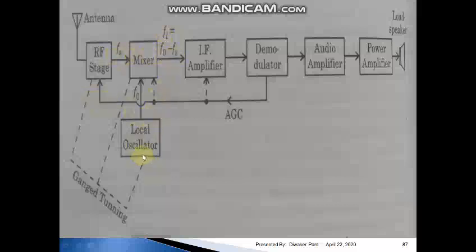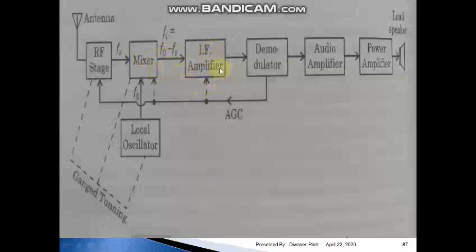And how do we select the frequency of the local oscillator? With the help of this tuning, which I call ganged tuning. It is called ganged tuning because it is done in a single step. Tuning of this RF stage, tuning of this mixer and tuning of the local oscillator is done in a single step, or we can say with the help of a single command. Because these are ganged together and working simultaneously, it is known as ganged tuning. The output of this mixer is given to the IF amplifier.